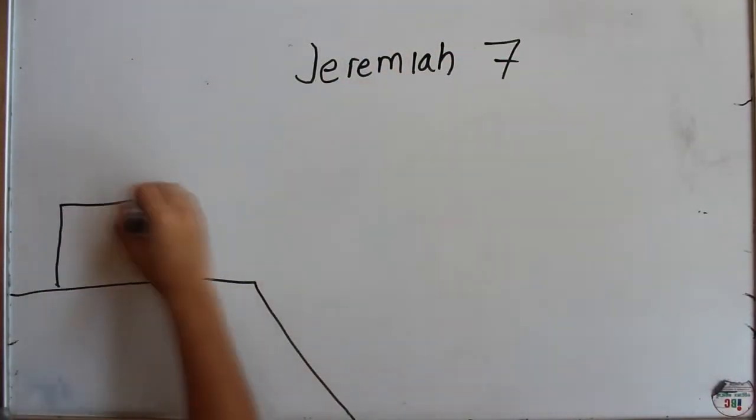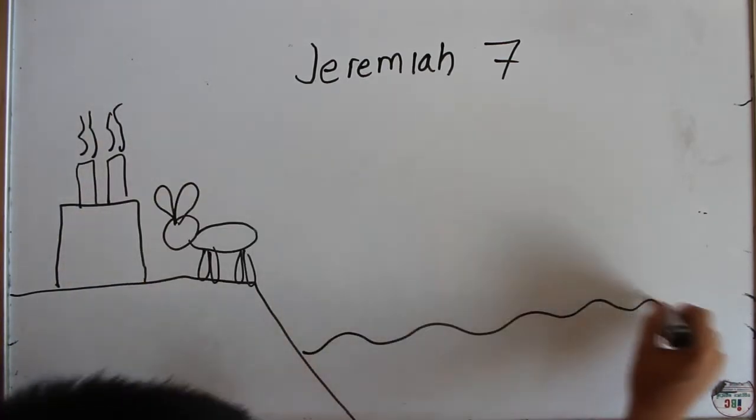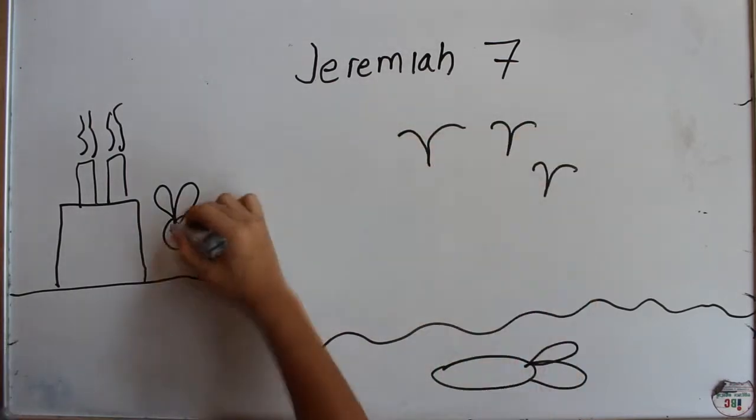Jeremiah 2:7 says, "I brought you into a fertile land to eat its fruit and rich produce, but you came and defiled my land and made my inheritance detestable."